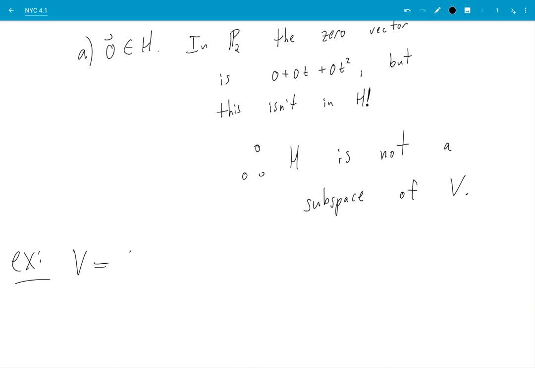Okay, let's do something with matrices. M 2 by 2. And H is equal to the 2 by 2 matrices that pass this test here.